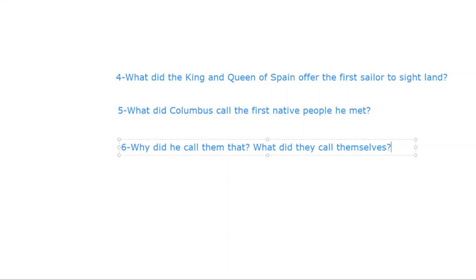Okay, again, I'll go over it again. Four, what did the King and Queen of Spain offer the first sailor to sight land? Something people still want today. What did Columbus call the first native people he met? And then why did he call them that? And the little extra one I threw in there, what did they call themselves?